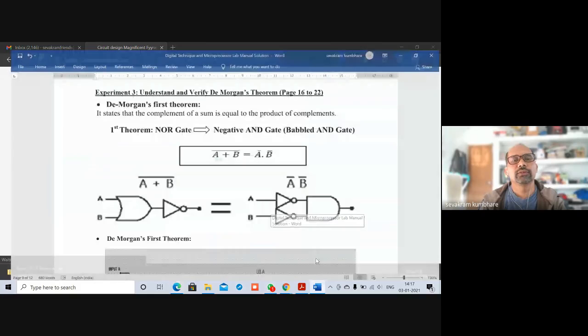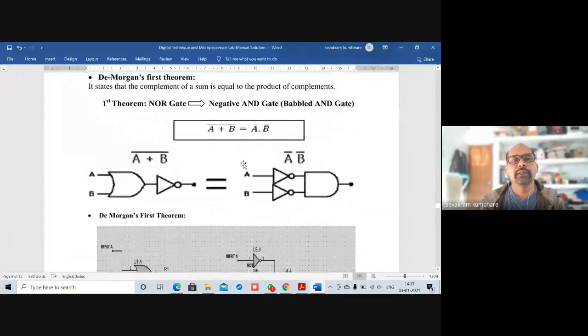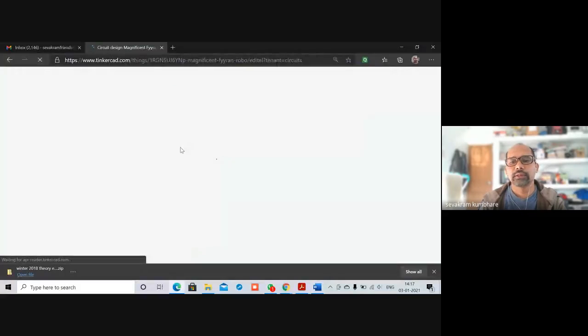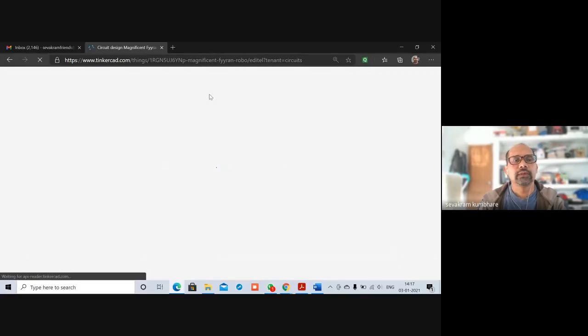Okay, so this is the first theorem which we are going to implement like this. Let's see. Since the network at my side is a bit slow today, because I'm using my mobile net, we may have to wait for some time. It may take some time.